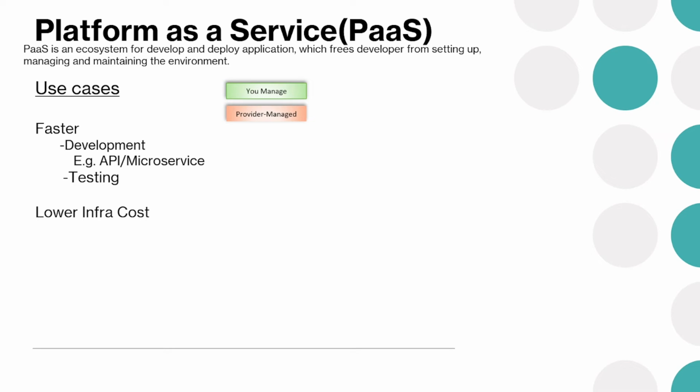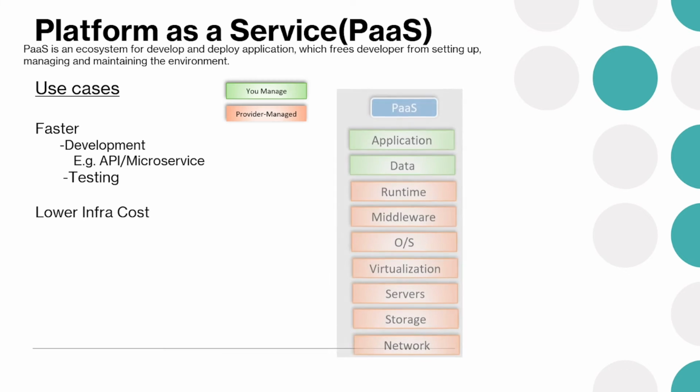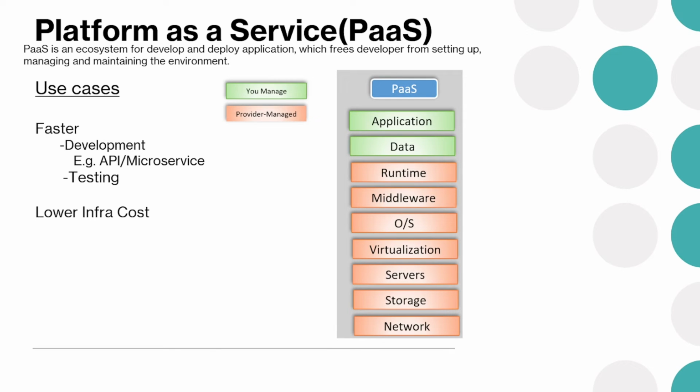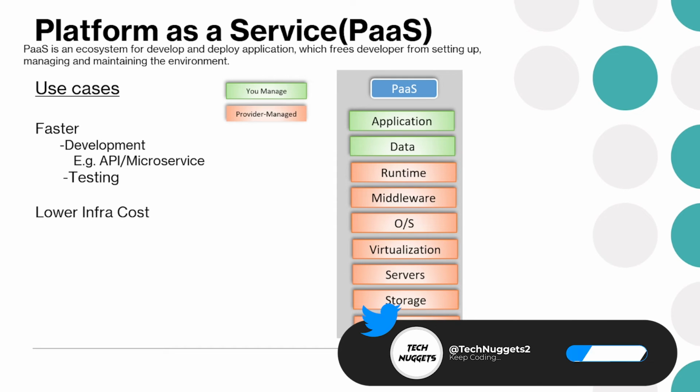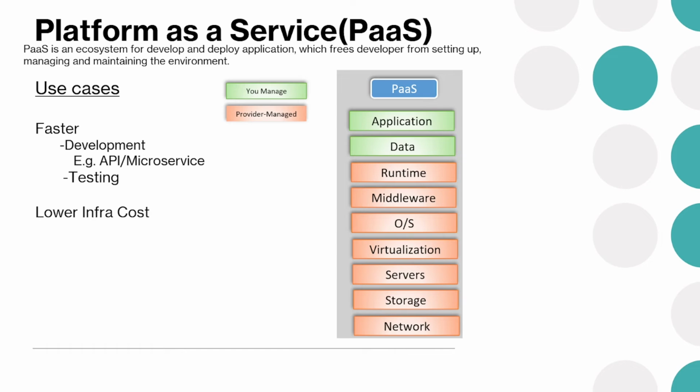Again here, let's see who will manage what. The orange one says provider managed, and the green one is what we manage. So in case of PaaS, the network, storage, server, virtualization, OS, middleware, runtime, everything is managed by the PaaS. So in addition to IaaS, your OS, middleware, runtime are also managed by PaaS because it's a standard environment, something like Java, Python, Node. What you need to do is develop the application for that language and put in the data for it. So that's where PaaS comes in.